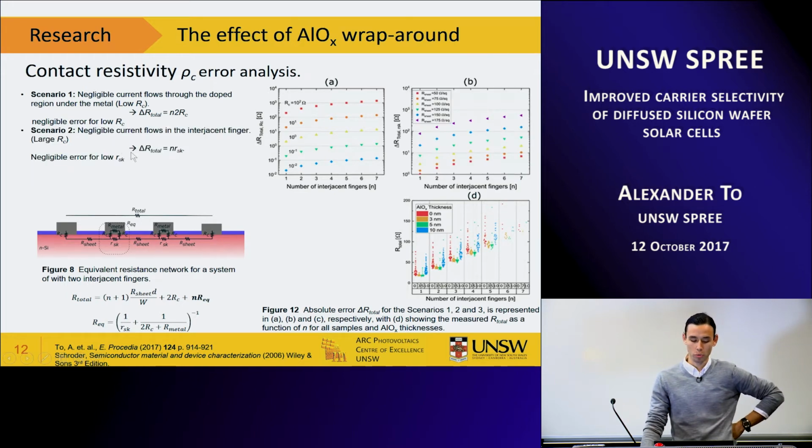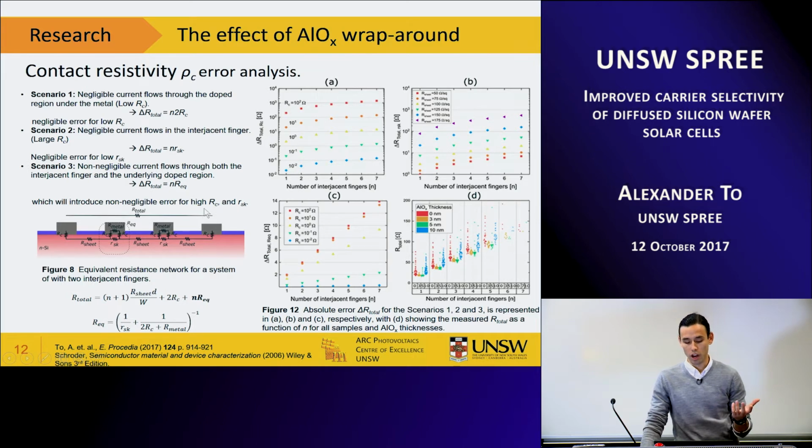The second scenario is the opposite. You've got a really bad contact and actually nothing flows into the metal, rather it all flows in the emitter. In that case, it's a multiple of your sheet resistance underneath your metal. We simulated different sheet resistances here, and obviously the component of the error gets larger as you have higher resistivity in that sheet underneath the metal contact.